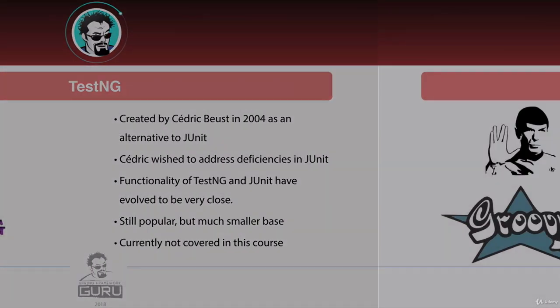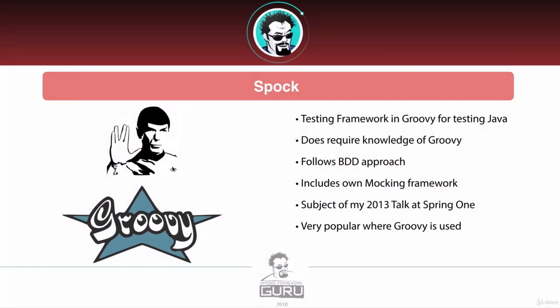So next up is Spock. I am actually a big fan of Spock. I really like that. This testing framework is written in Groovy. You write your test in Groovy, but the author of it specifically designed it to test Java. So it's great for testing Groovy as well, don't get me wrong. The downside is you do need to know Groovy. It does follow behavior-driven development. What I like about Spock, it has its own mocking framework built in.